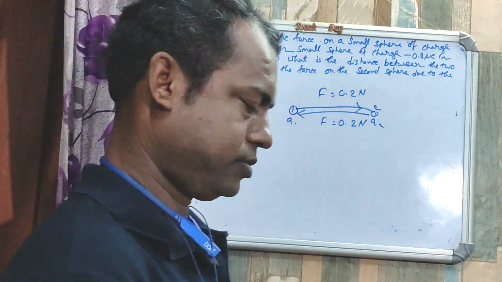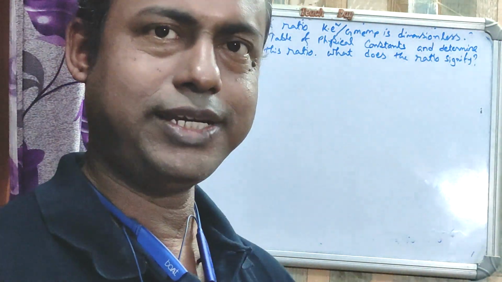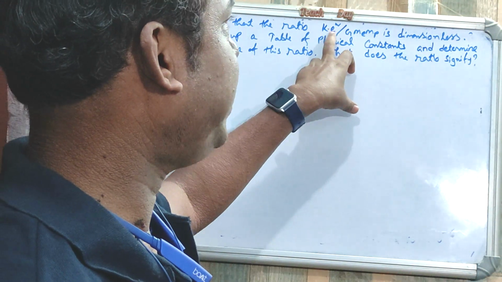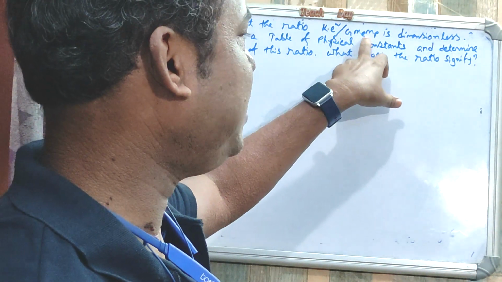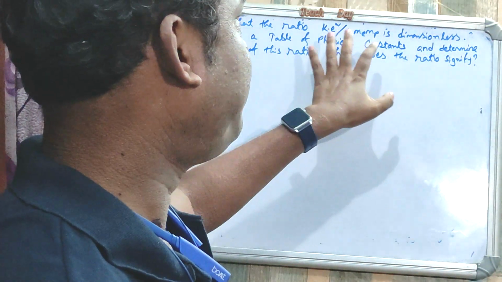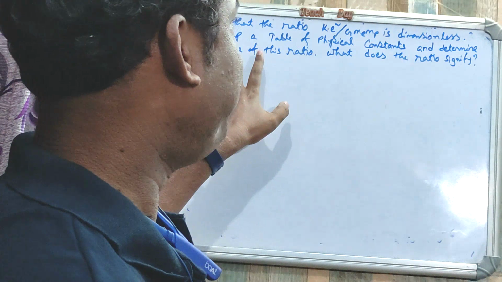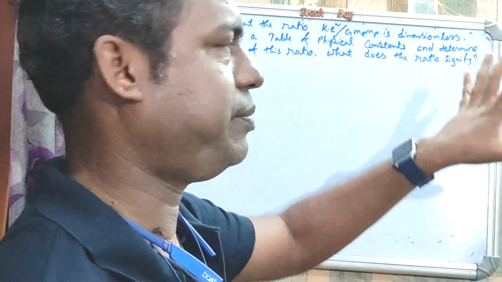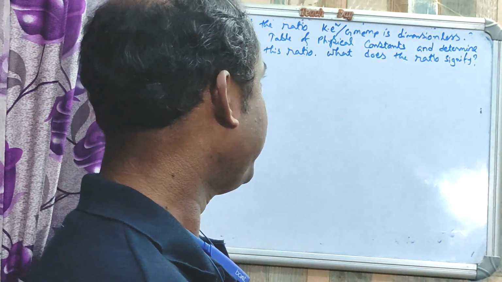So we move back to the third question, that is 1.3. Here, check that the ratio of k square by G me into mp is dimensionless. Look up a table of physical constants and determine the value of this ratio. What does the ratio signify? This is the question.